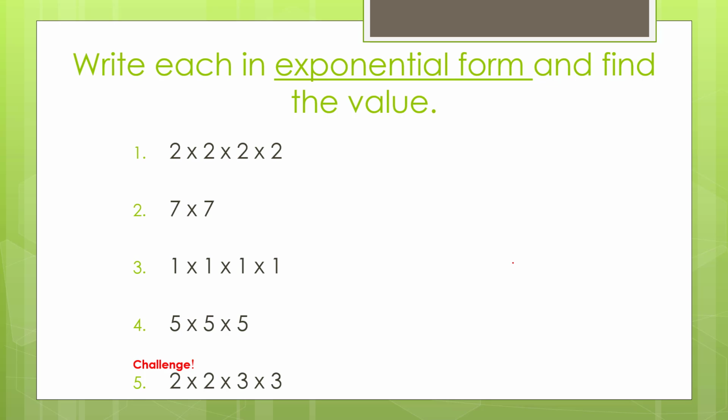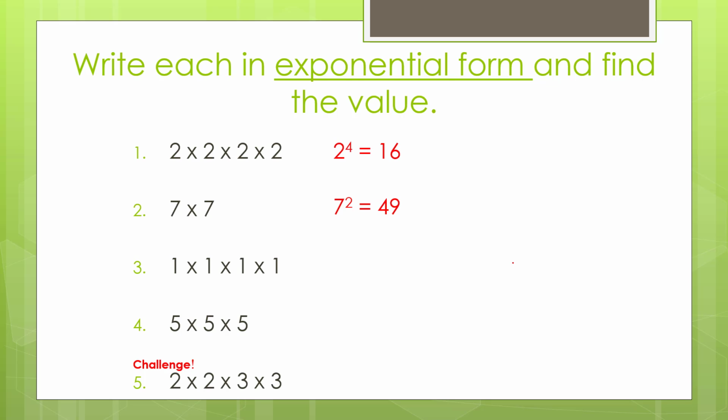So we want to write each in exponential form. So 2 times 2 times 2 times 2, well, that would be equivalent to us saying 2 to the 4th power, which is equal to 16. 7 times 7, that's 7 squared, which is equal to 49. Let's go ahead and see if you can finish the last 3.